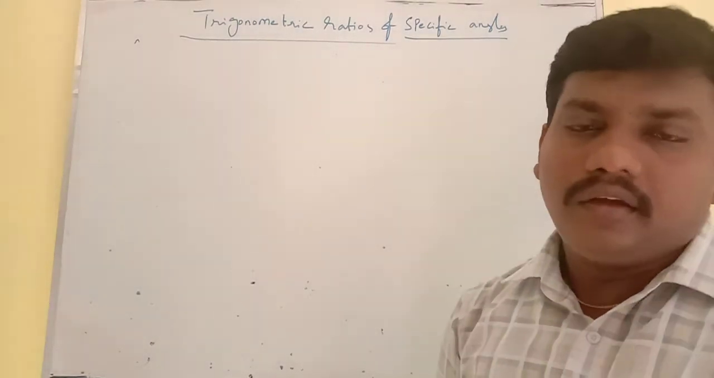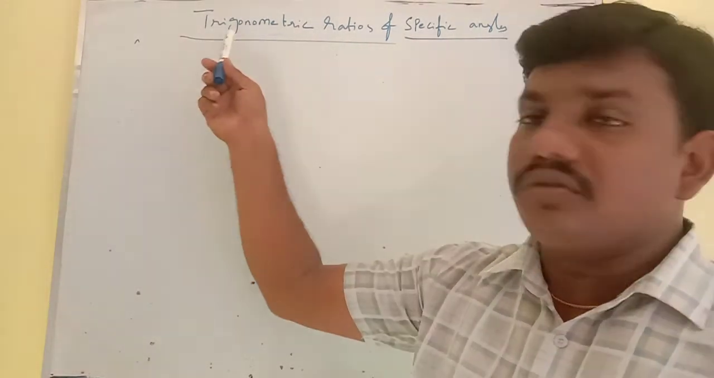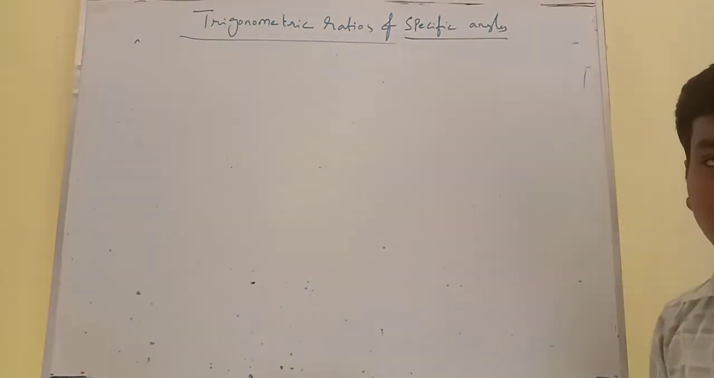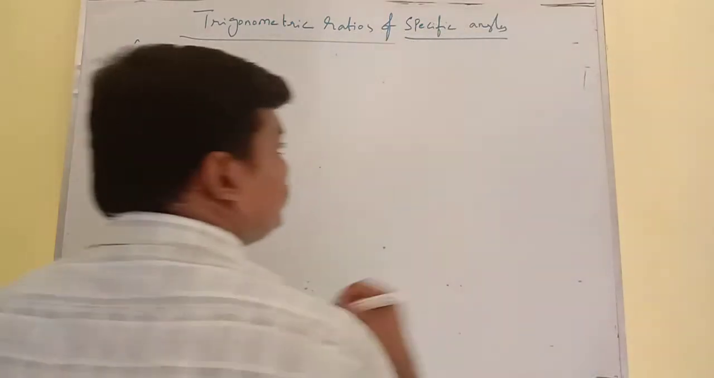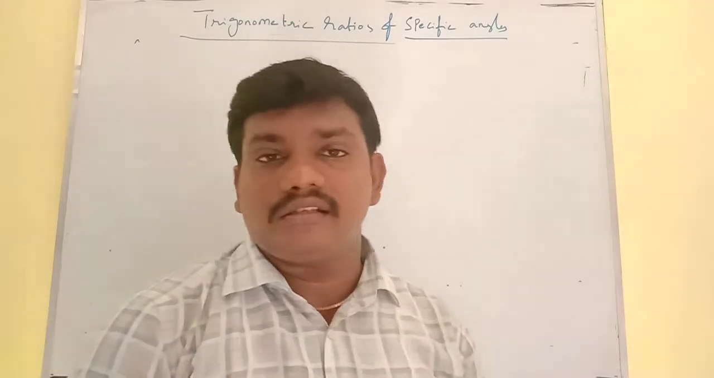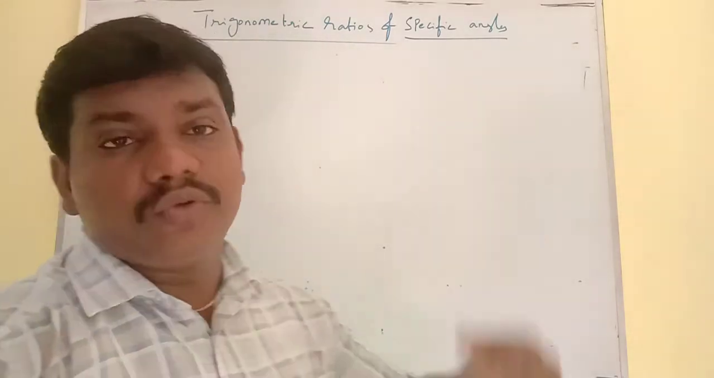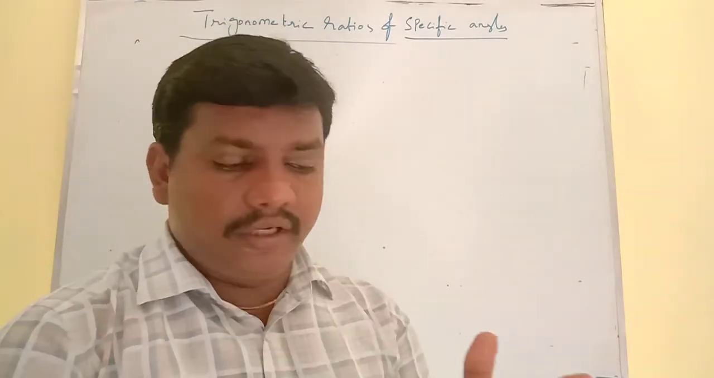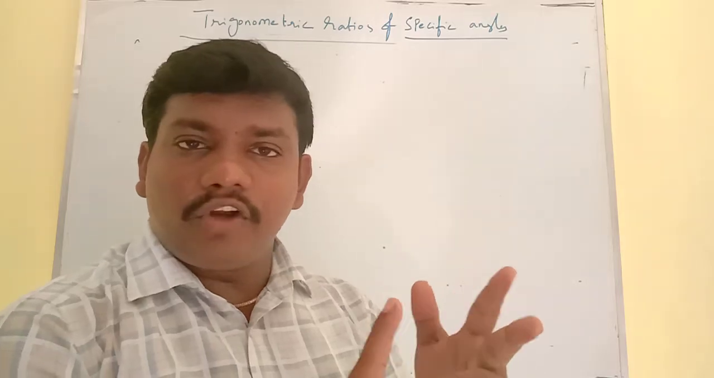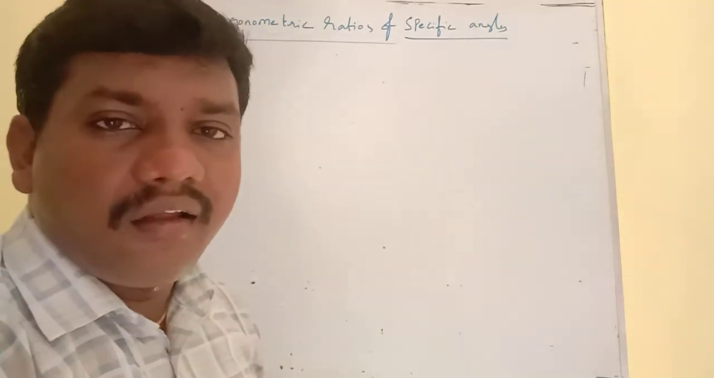Hi students, in this video we are going to discuss trigonometric ratios of specific angles. So what are the specific angles? There are some specific angles commonly used to find trigonometric ratios: 0 degrees, 30 degrees, 45 degrees, 60 degrees and 90 degrees.